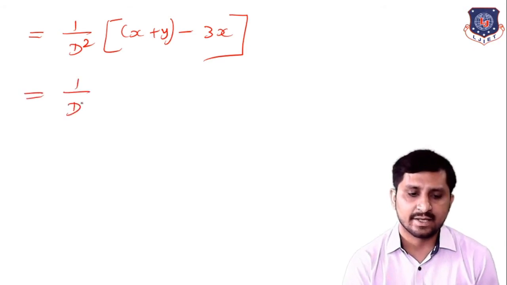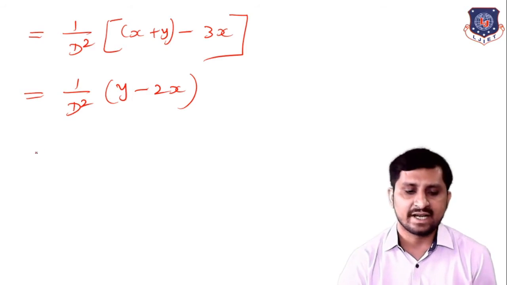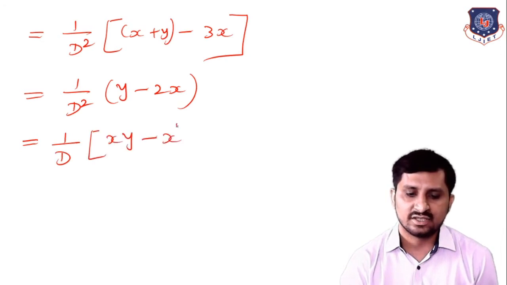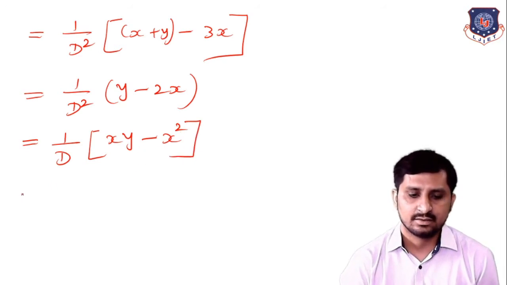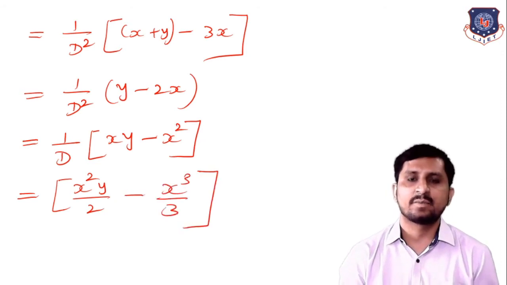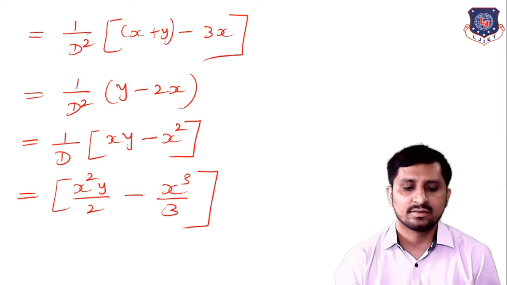1 upon D square (y minus 2x). Now integrate this function y minus 2x with respect to x two times, because we have 1 upon D square. So 1 upon D, I can write xy minus x square by 2. So this 2 becomes cancelled: xy minus x square. Again integration with respect to x: x square y by 2 minus x cube by 3. So this is my final answer, the particular integral, and just write down the general solution, complementary function plus particular integral.